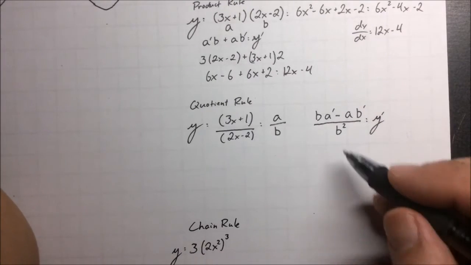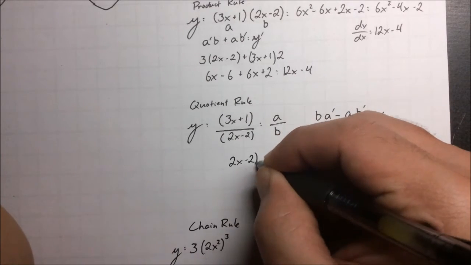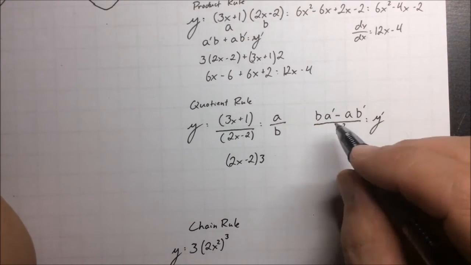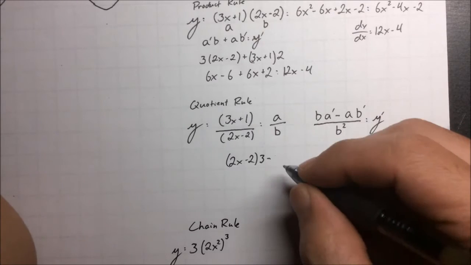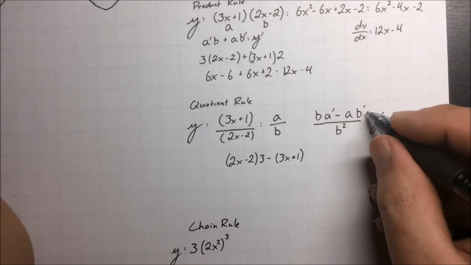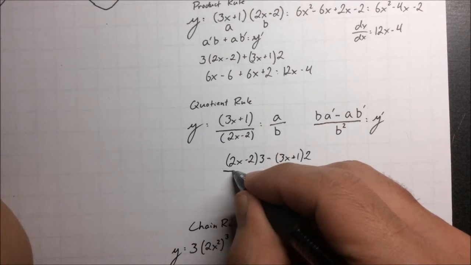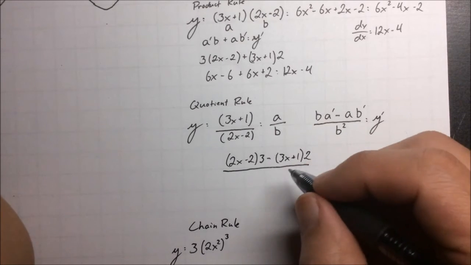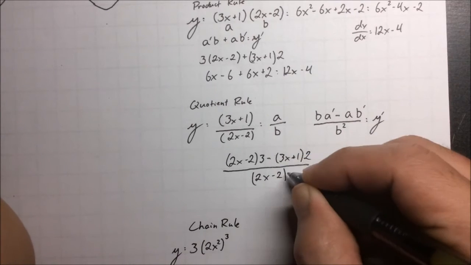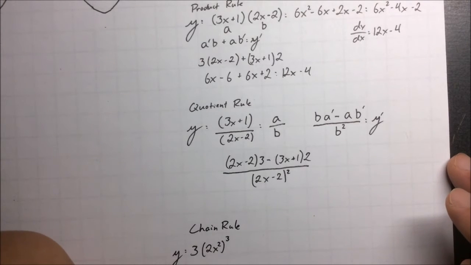So going back again, we're just going to plug stuff in. We're going to put b. b would be 2x minus 2. We're going to take the derivative of a, which was just 3, multiply those two together, minus a, 3x plus 1, and then b prime is going to be 2x minus 2, that's going to be 2 right there. Divide all that by b squared, and b squared would be, well, I'm just going to put 2x minus 2, and we're going to square that. Okay.